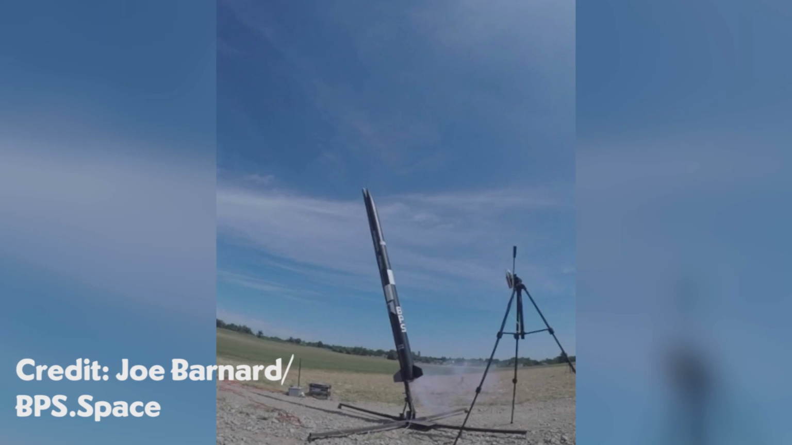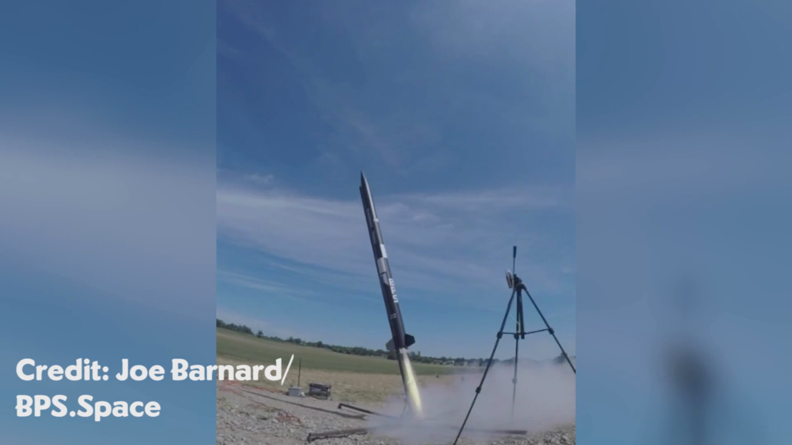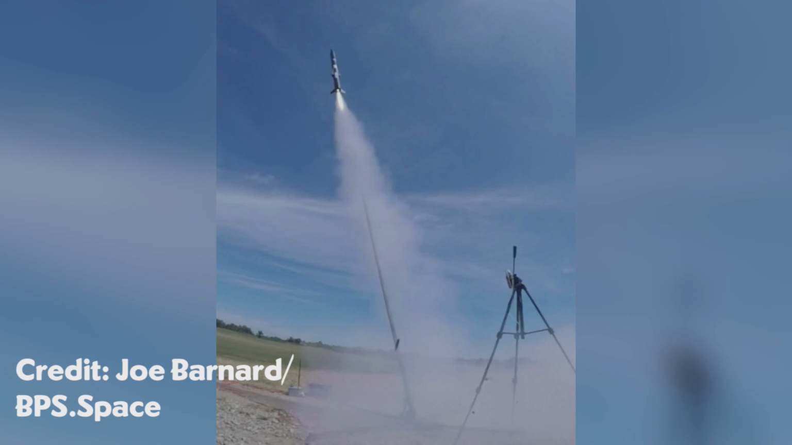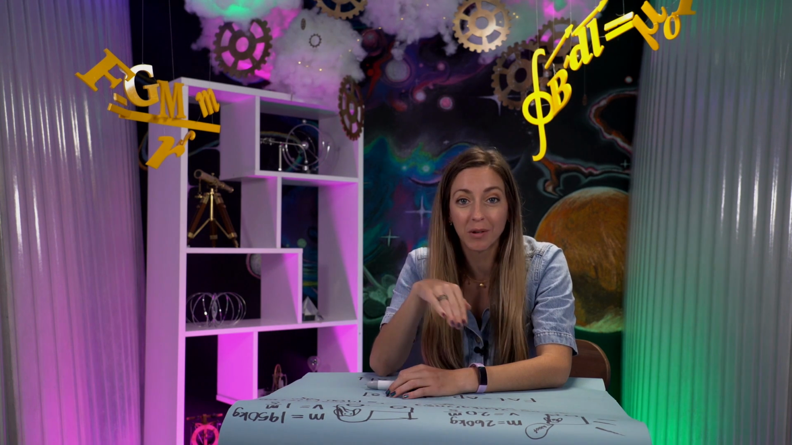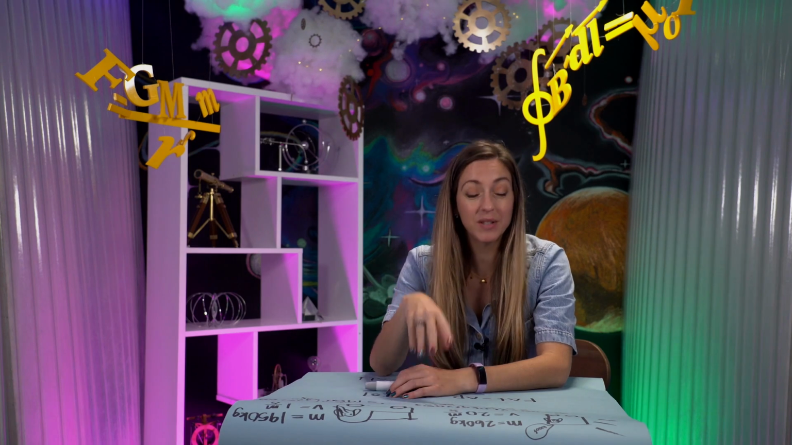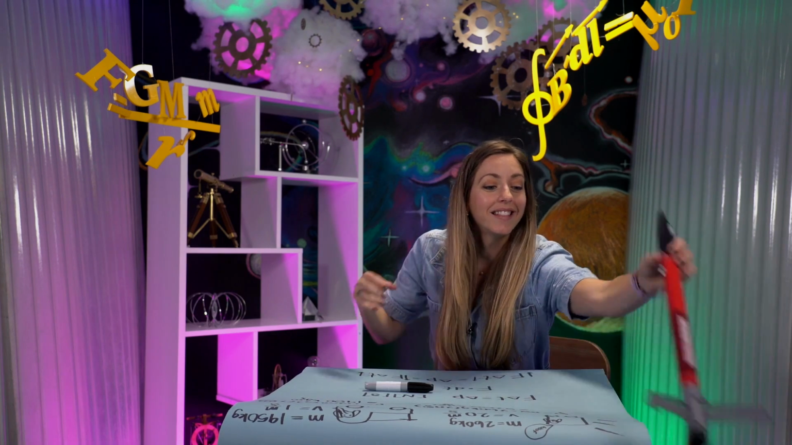So check it out. This is an amateur rocket launch. This rocket flew to an altitude of 739 meters. And if you're in the US, it's very possible that there are clubs launching rockets like this near you, and it is totally worth going to watch. I don't have access to anything that big, but I do have this little baby.